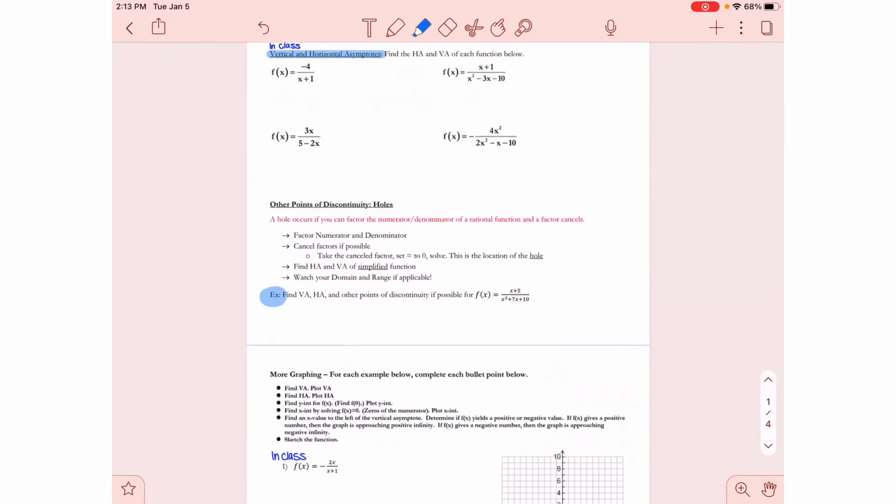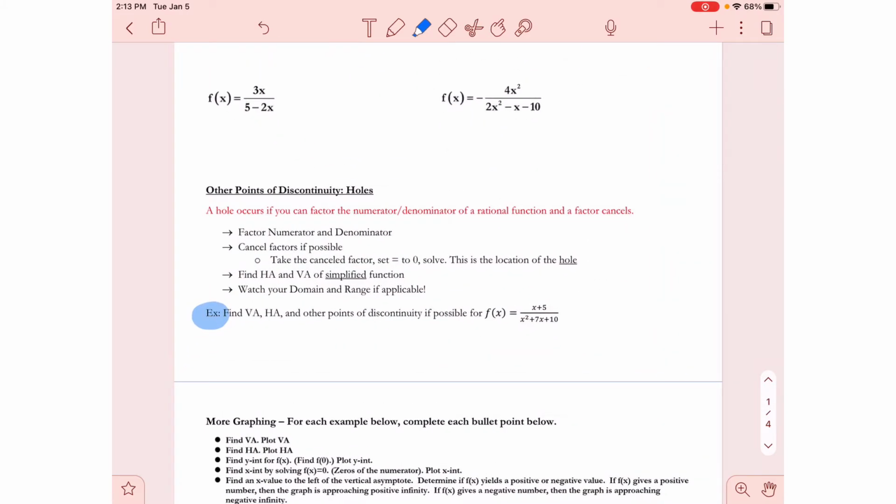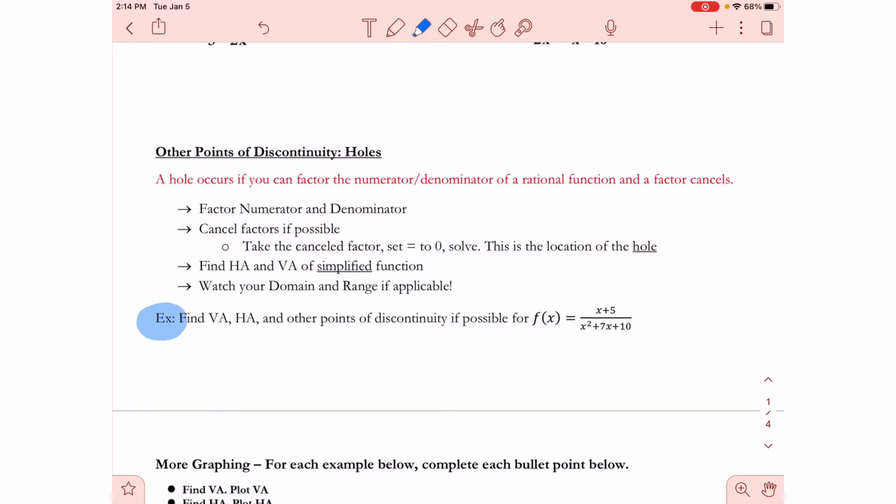And here on the video, we're going to skip right to talking about other points of discontinuity. Specifically, we're going to be talking about holes, or removable discontinuities, which is another name for holes. A hole in the graph is going to look like an open circle. It occurs if I factor the top and bottom of the fraction and something cancels out. That thing that cancels out is going to tell me where the hole is.